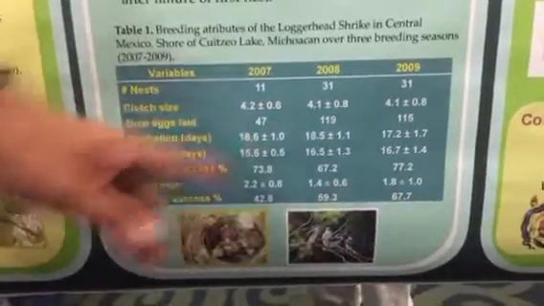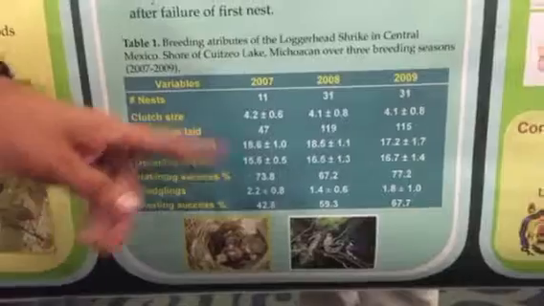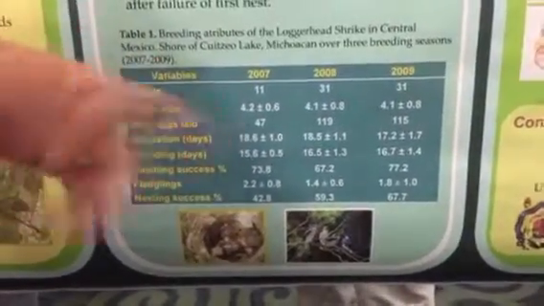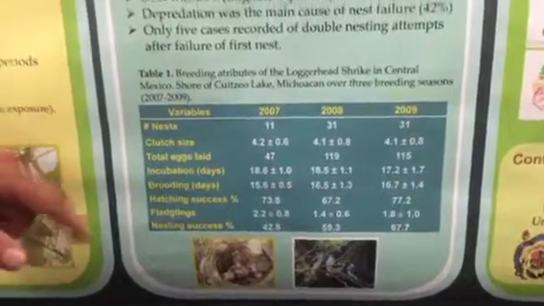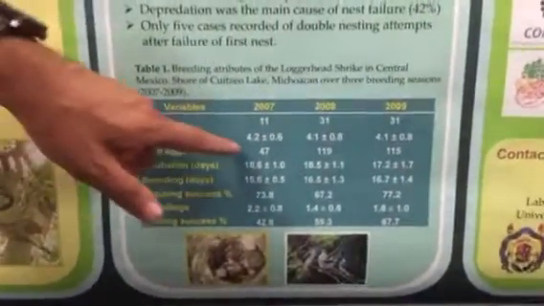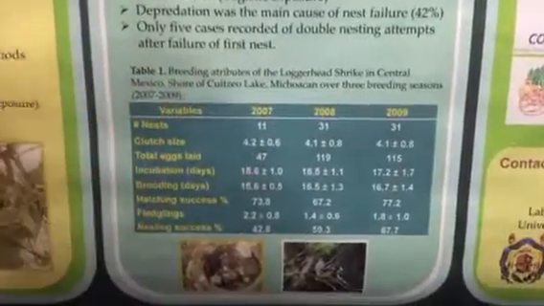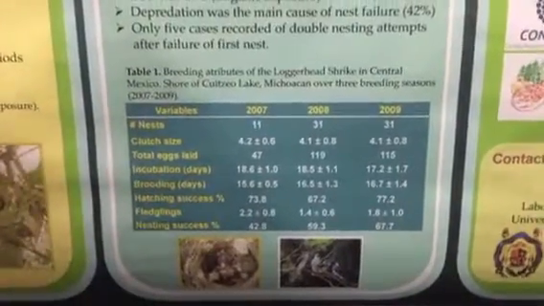Essentially what this is showing is the different data that we found in different features, and some of them are different from the northern populations. For example, we can see that the clutch size here is 4.2 on average. This is different from the northern populations where they have larger clutches. We believe that this is a latitudinal difference.